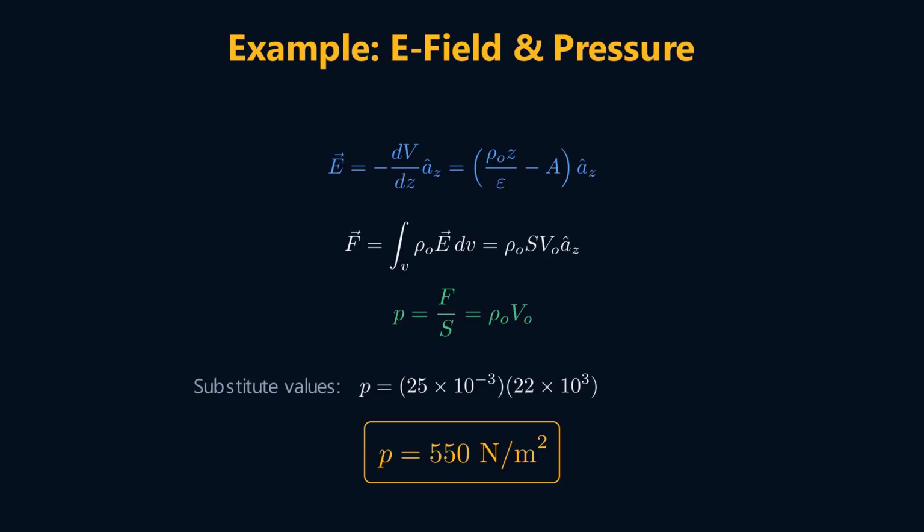P equals ρO times VO. Substituting, P equals 25 times 10 to the negative 3 times 22 times 10 to the 3. This gives P equals 550 newtons per square meter.